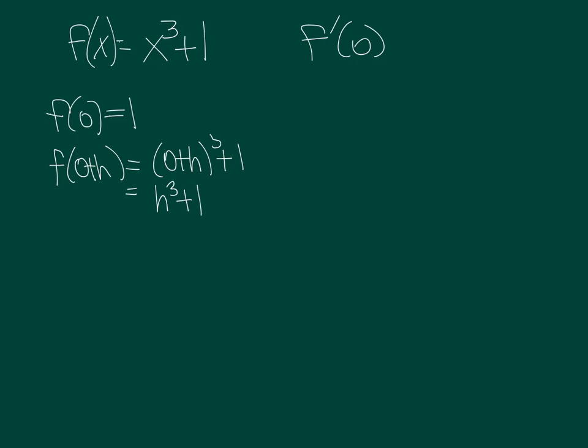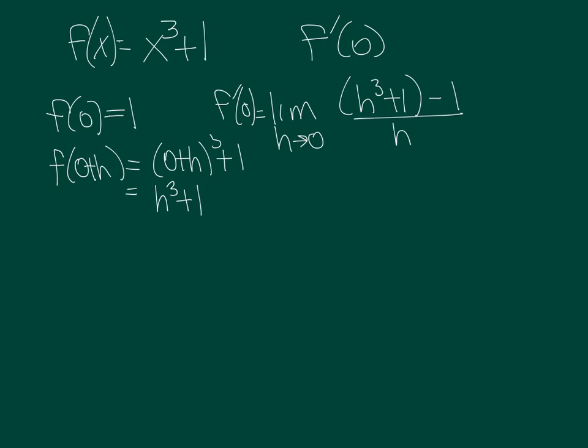Okay, now I'm going to use the definition of the derivative for the derivative at 0, and it's the limit as h approaches 0. So it's going to be f of 0 plus h, which is h cubed plus 1, subtracting the value at 0, which is 1, all over h. So now we're going to do some reducing. So the derivative at 0 equals the limit as h approaches 0. So we can see the 1's reduce out, the h reduces out, so I'm left with h squared.